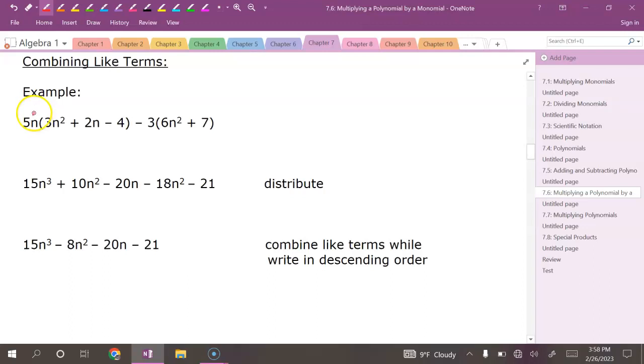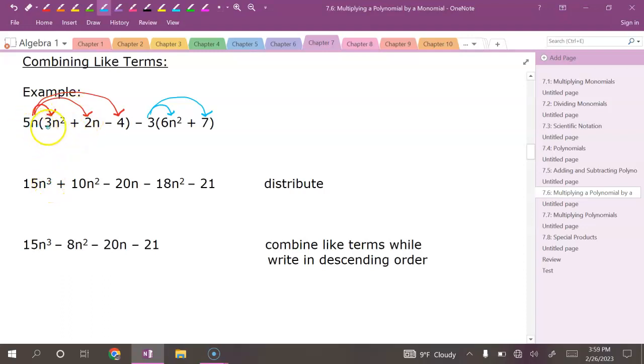So, for example, on this first one that I've got kind of worked out here for us, we're going to take this 5n, we're going to distribute that into the first set of parentheses, and then on the second set, we're taking the negative 3 and we're distributing that. Okay, so when I did that down here, 5 times 3 was that 15, and then n and n squared was n to the third.